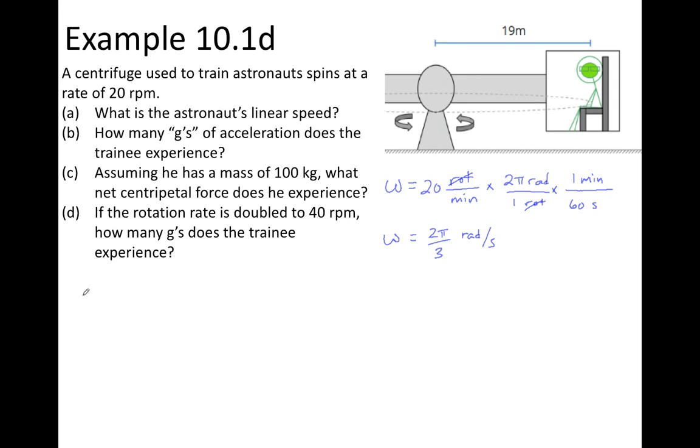We want to know the linear speed. So what is v? Well, to find v once we have omega, we just have to multiply it by the radius, which is shown right here. That will be the radius of the circle that the astronaut moves in. When you crunch the numbers, you end up getting 39.8 meters per second.